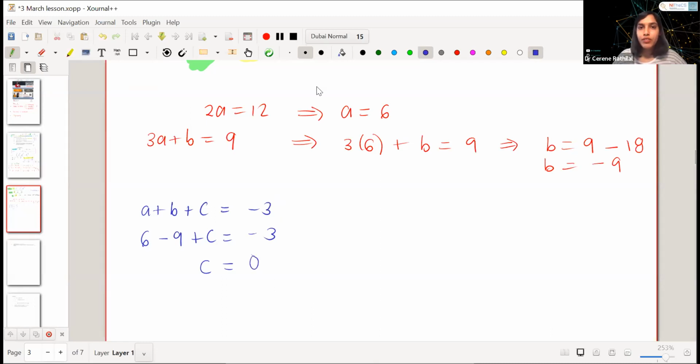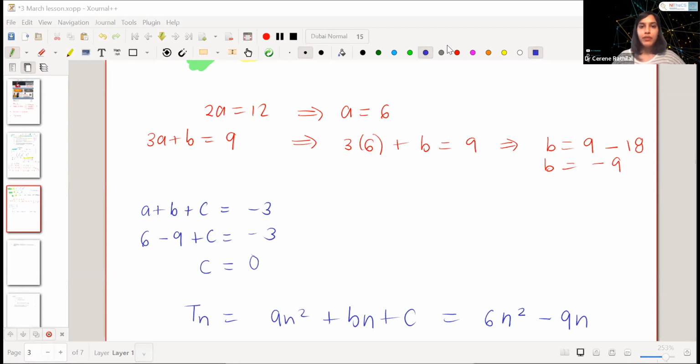Let's see. Chat box. Okay, very active. Wonderful. So we've got some answers coming in. A is 6, B is -9, C is 0. Wonderful. And then therefore, as you had already just pointed out, Tn, which is given by an squared plus bn plus c, now equals 6n squared. Sorry, this is an n, minus 9n plus 0. And that is precisely what we are looking for.